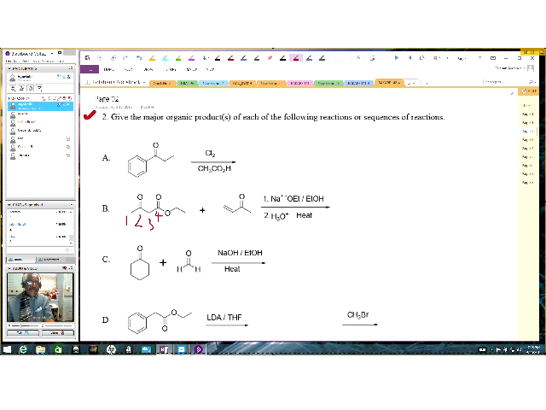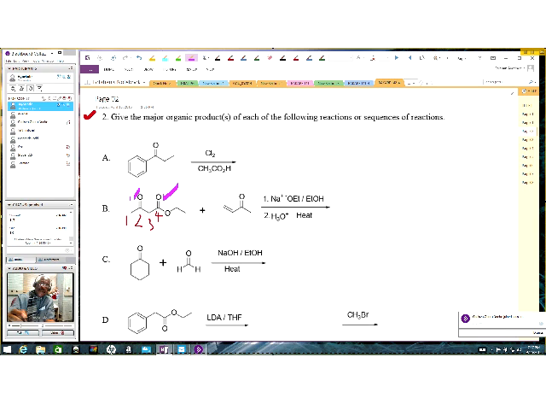Can you tell me which ones are the alpha carbons? Just give me the number. 1 and 3, excellent. 1 and 3 are the alpha carbons. We also notice here that 1 and 3 have alpha hydrogens. What you also notice is that 3 is alpha to this carbonyl and also alpha to this carbonyl. Because of that, the alpha hydrogen on 3 will be more acidic than the alpha hydrogen on 1.